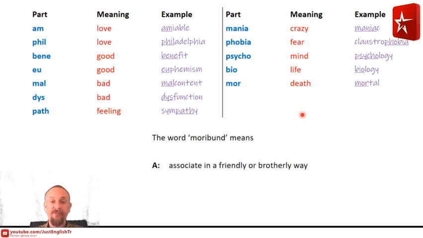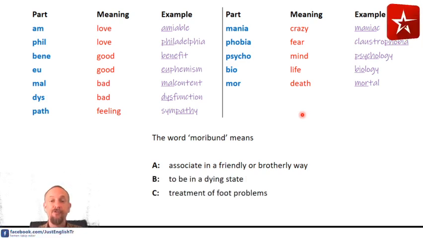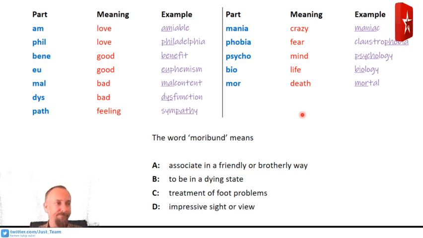Then we have the word moribund. A, associate in a friendly and brotherly way. B, to be in a dying state. C, treatment of foot problems. Or D, impressive sight or view.